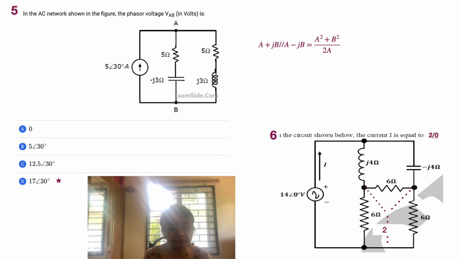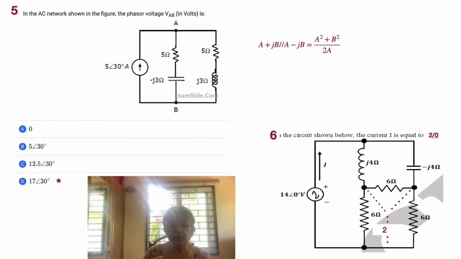The resolution of the delta into the star is shown, because they all have equal values. The star will have 1/3 the value of the resistors, as was mentioned before. It's all 2 ohms. So what do we have on 2 legs in parallel? They are J4 plus 2 and minus J4 plus 2, or 2 plus J4 and 2 minus J4. So what's going to be the result? It's equal to 2 square, that is 4, plus 16, which is 20, divided by 4. So it is 5.